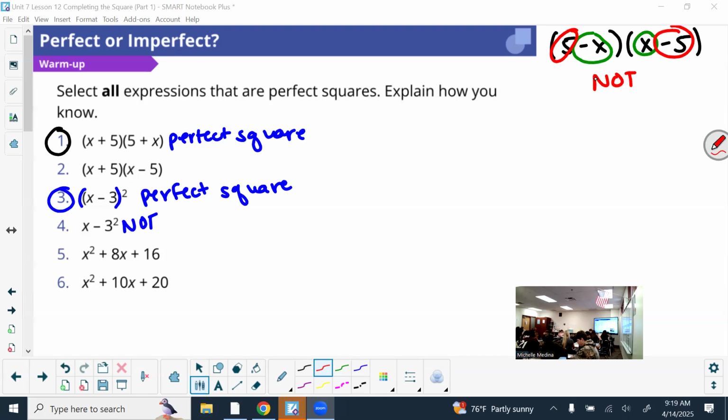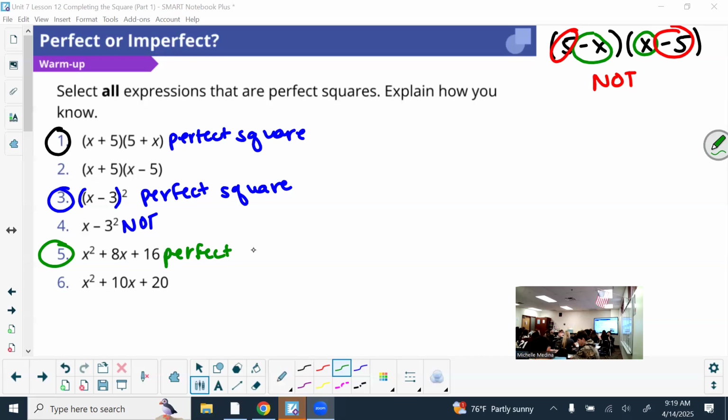Is there any others that would be a perfect square? Tell me with your fingers if you think there is. Any others from the list that would be a perfect square? Okay. So I see at least 4 people saying that 5 is a perfect square, and they would be right.